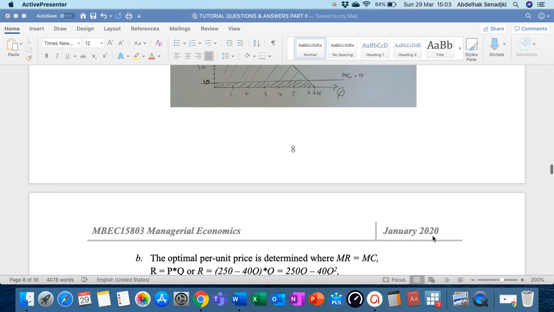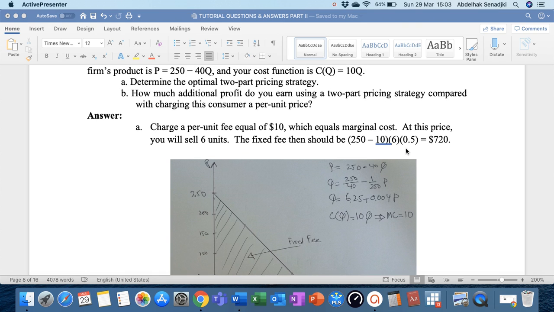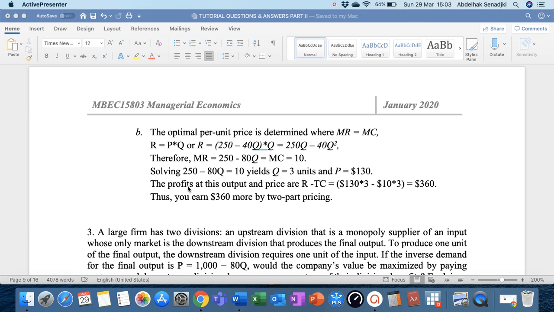So when we're charging two-part pricing, our profit is 720. When we are charging a per unit price, our profit is only 360. Therefore, you can earn 360 more by charging two-part pricing.